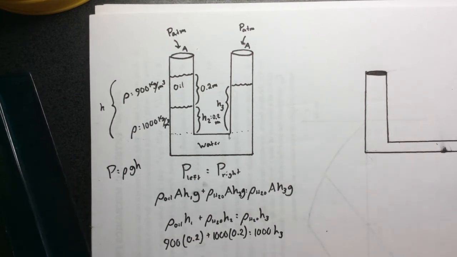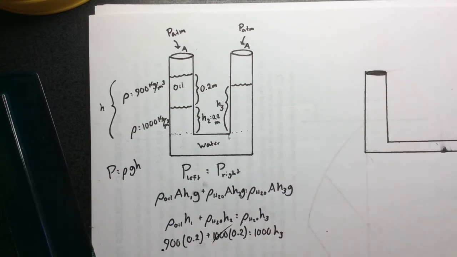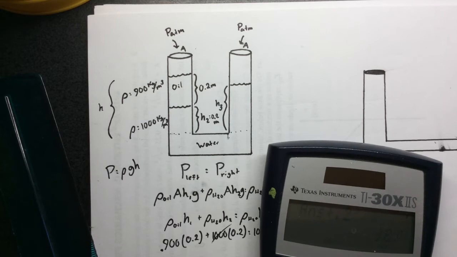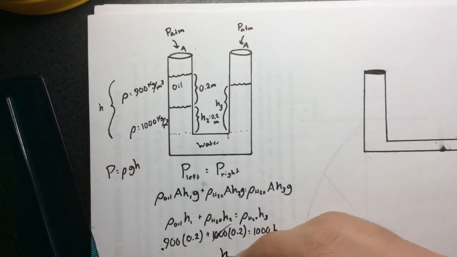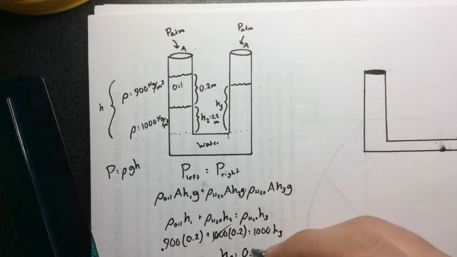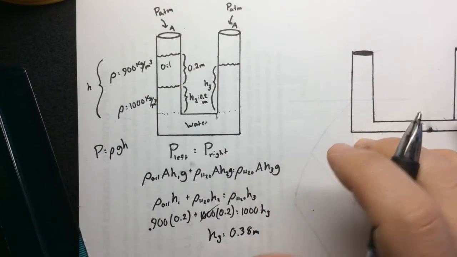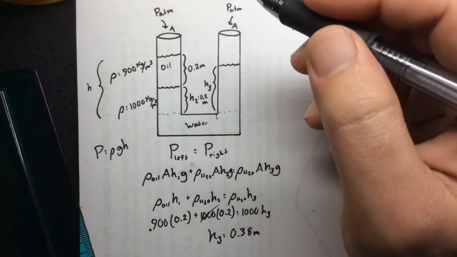Do a little bit of math, divide both sides by 1000, we're going to get that gone, and this is going to be 0.9, and so in the end, we just get 0.9 times 0.2 plus 0.2, and that's going to be 0.38. So, H3 on the right side is 0.38, and kind of like on the picture that I drew, this height 3 is going to be slightly less than the total height on the left side.